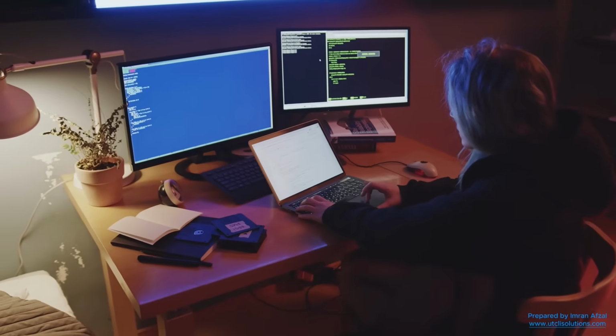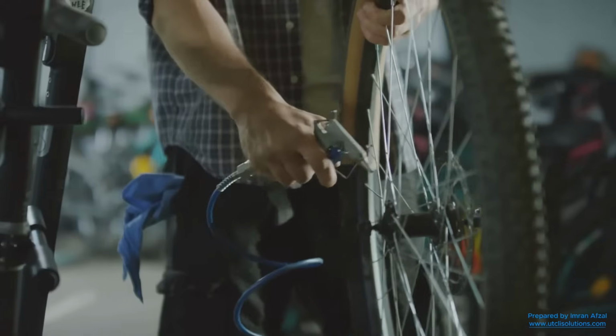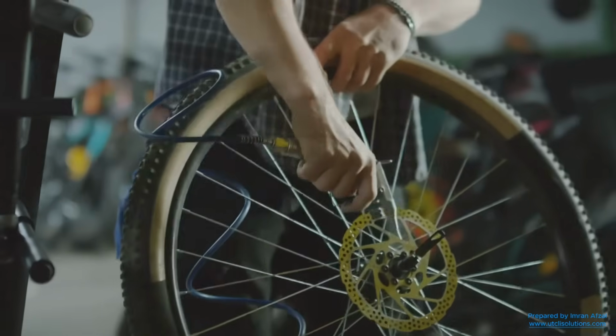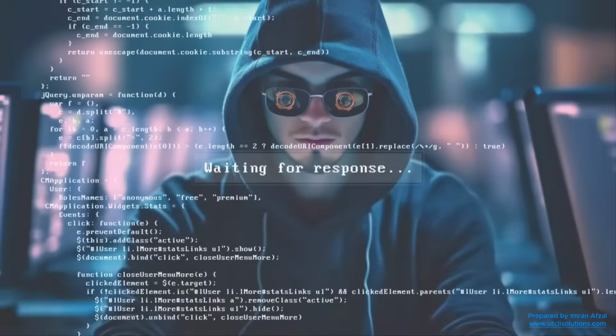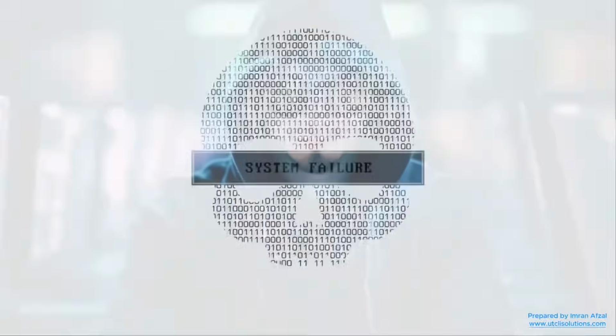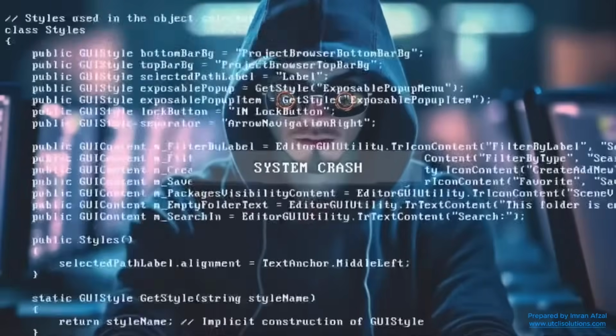Now you might be thinking, can't computers just take care of themselves? The answer is no. Computers need regular care and updates, just like your bike needs air in the tires and oil on the chain. If no one looks after the system, it can crash, get hacked, or run slowly. That's why system administrators are so important.